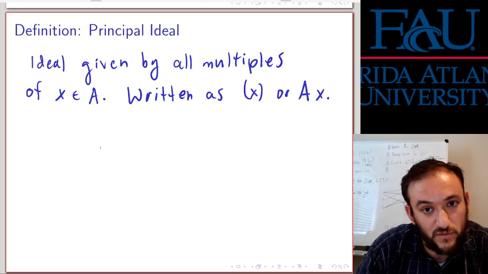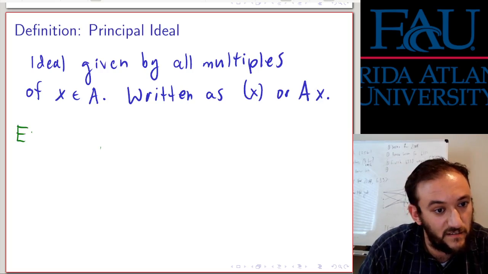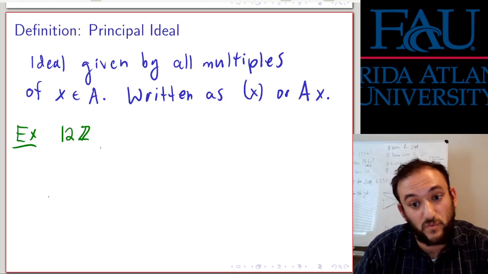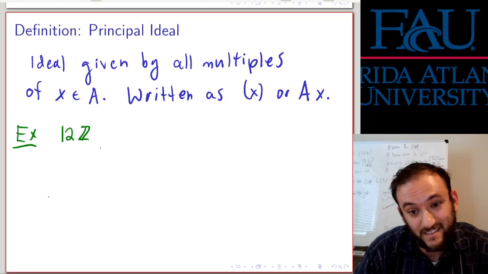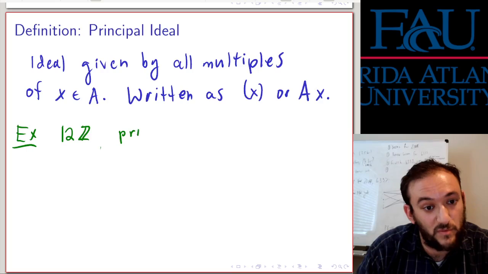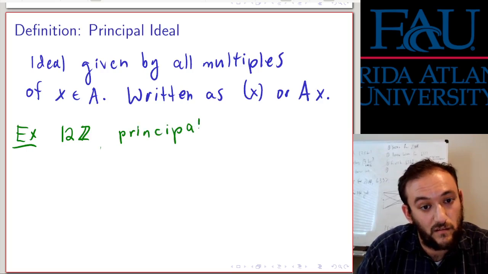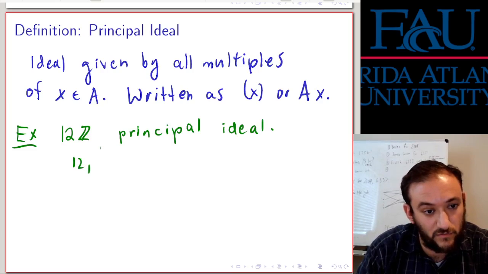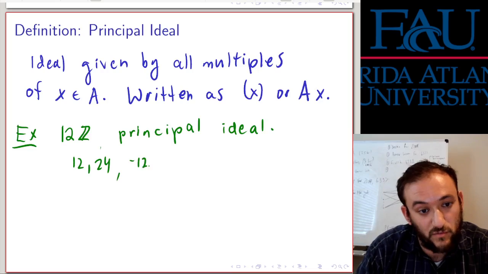So let's do a couple examples of principal ideals. 12Z is the multiples of 12 in the integers. That's a principal ideal because it's generated by 12. And we can keep in mind this includes 12, 24, minus 12, etc.